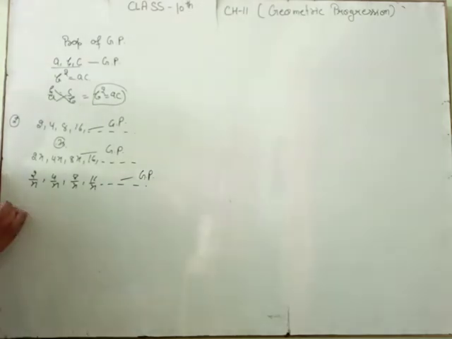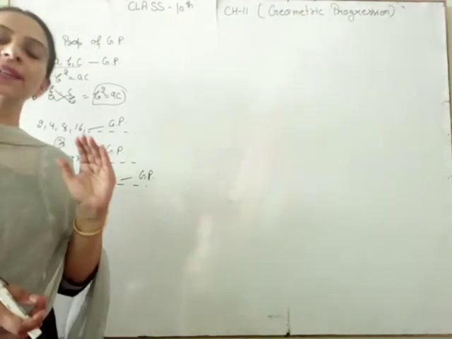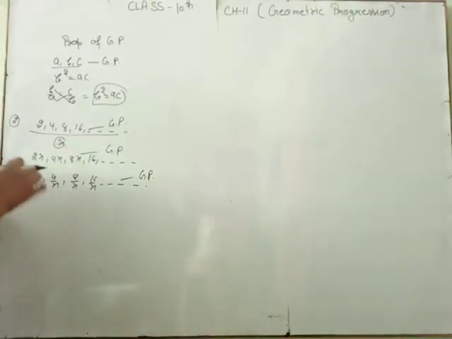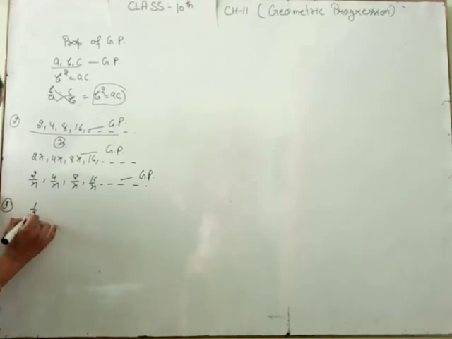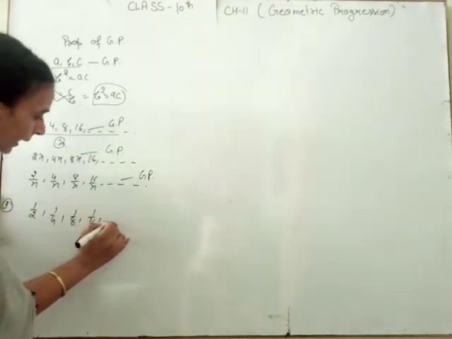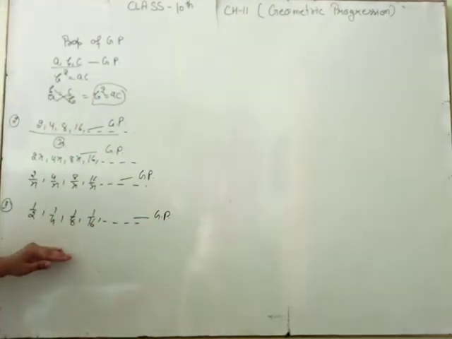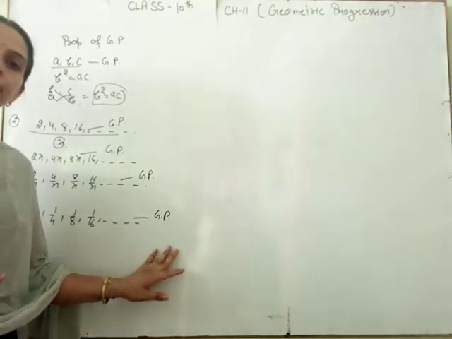Next, property number 3. If we take the reciprocal of each term of a GP, then the resulting sequence is also a GP. For example, if this is a GP and we take the reciprocal of each term, that is 1 by 2, 1 by 4, 1 by 8, 1 by 16 and so on, this is also a GP.